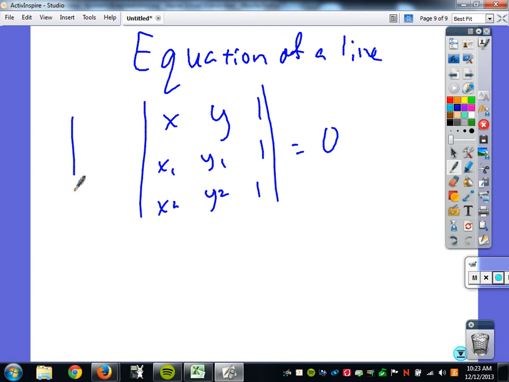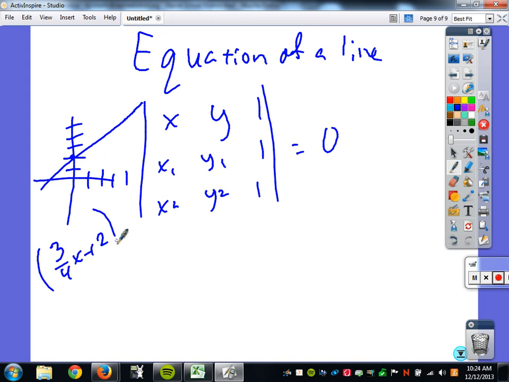So let's draw one really quick. Let's say we had 0, 2, and we're going up 3 over 4. So notice our equation of our line would be 3/4 x plus 2, correct? A nice point that we used was 0, 2. Let's not use 0, 2. So we went up 3 over 4, so that's point 3, 4. And then we can use 6, 8. Those are both points on that line. Everybody understand that? Notice that we should get the equation y equals 3/4 x plus 2.